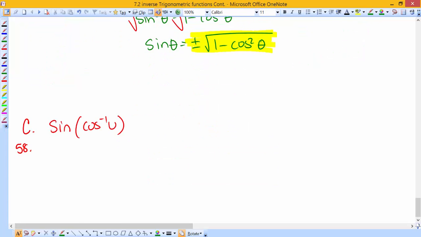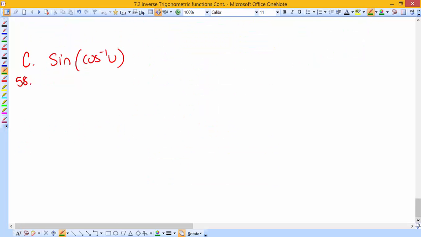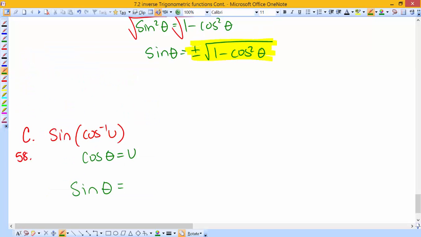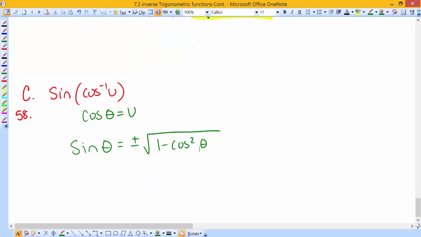All right, I have one more. Cosine equals u. So sine of theta needs to be rewritten using cosine. We just did that. So let's look back here. Sine of theta is plus or minus the square root of 1 minus cosine squared theta. Now I can replace cosine with u. So plus or minus the square root of 1 minus u squared. And that one is done.